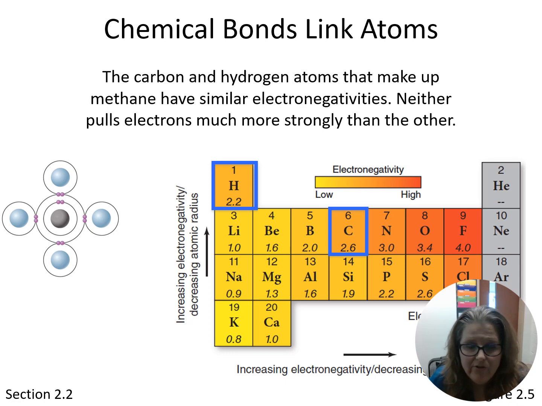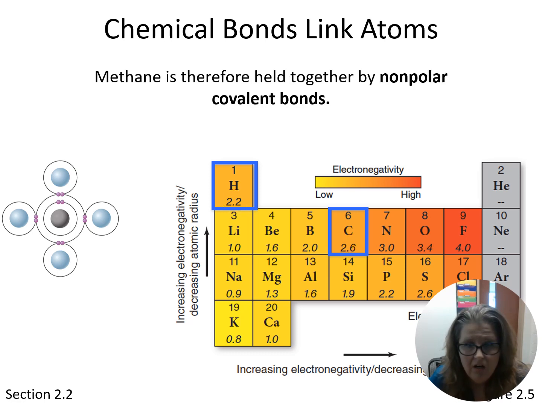So carbon and hydrogen: here's the electronegativity number for hydrogen, and here's the electronegativity number for carbon. They're close to each other, 2.2 versus 2.6, so neither one is pulling more strongly on the electrons. They're pretty equal, which is why our methane molecule here is neutral. These are non-polar covalent bonds. There's no charge on the molecule.